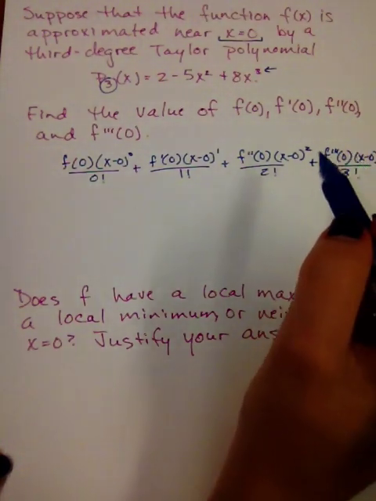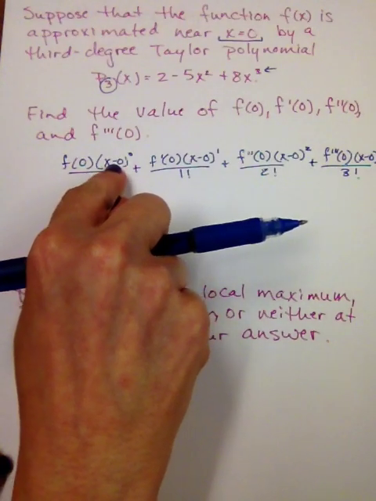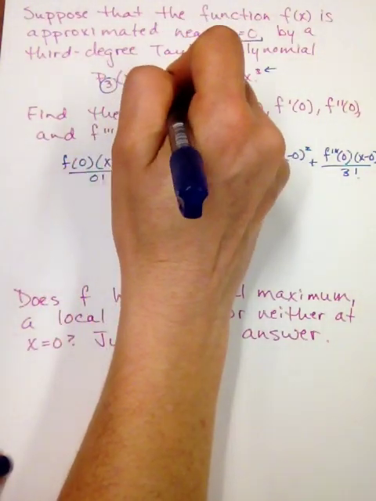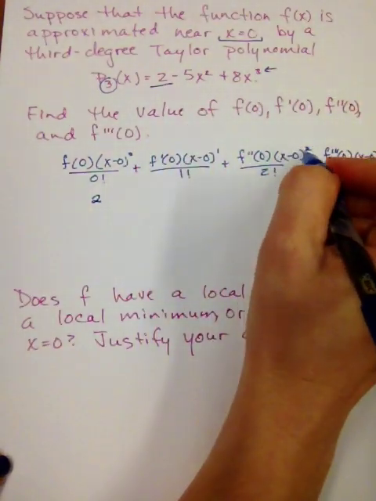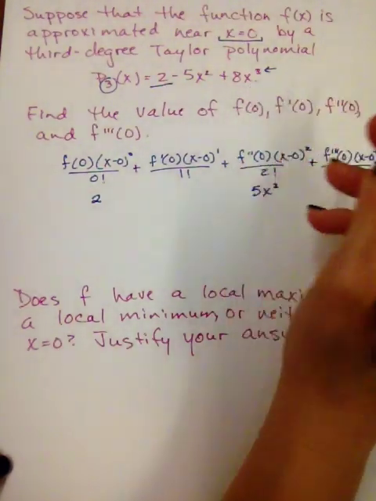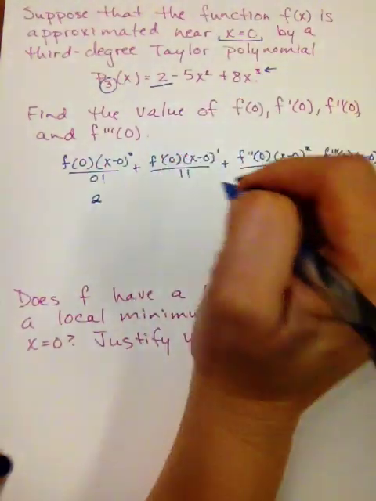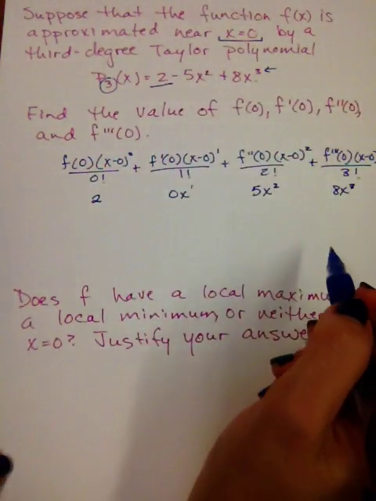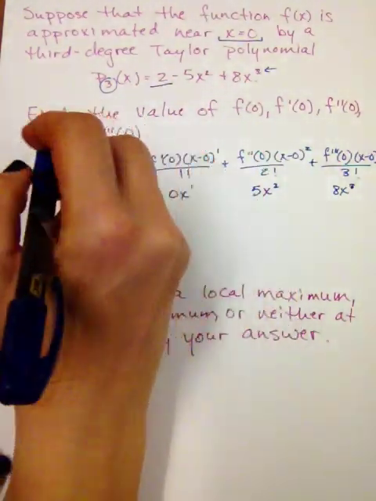Now they actually gave us the polynomial, so I know that this is x to the 0th power, which is just a 1. So I know that the 2 term right here matches with this right here. The 5x squared goes with the x squared term, and then the 8x cubed matches with this last term. So this term right here is actually a 0x to the first because it's not there.